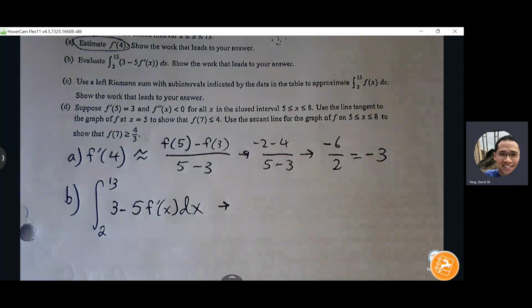Okay, part B, find the integral from 2 to 13 of 3 minus 5 f prime of x. Okay. How would you begin this problem to make it maybe easier to interpret?